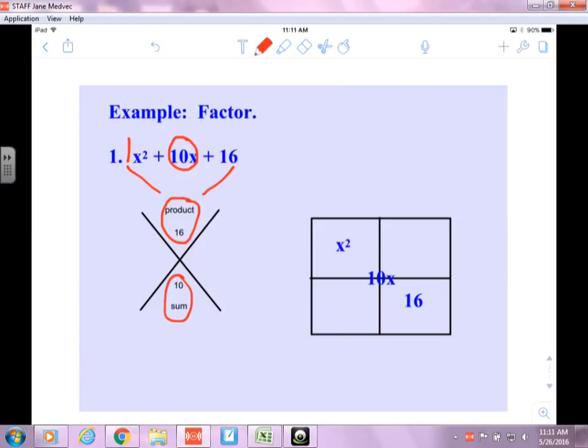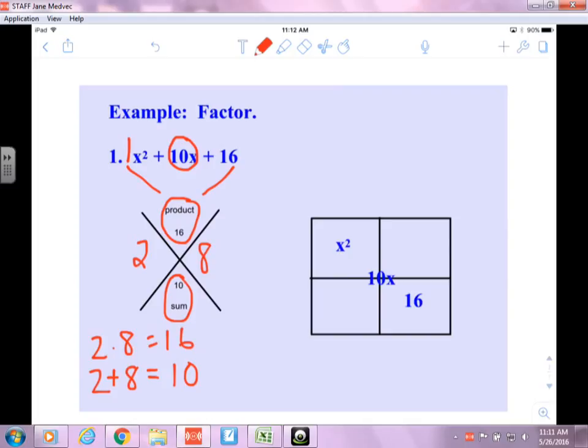I took that 10 and put it down below, and that was the bottom of my X. Then we said, what two numbers when I multiply them together get me 16, and if I add them together get me 10? 2 and 8, and remember I could flip-flop those. They didn't have to be in that order. I showed my work then: 2 times 8 gives me 16, and 2 plus 8 gave me 10.